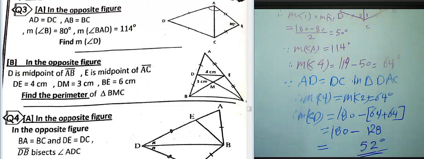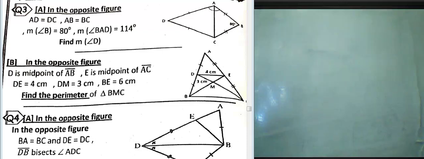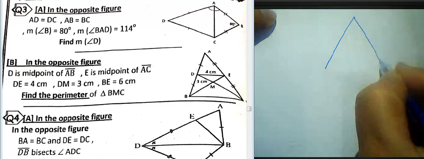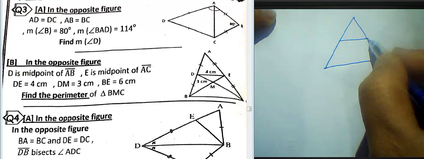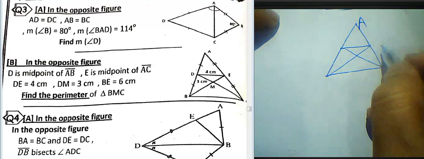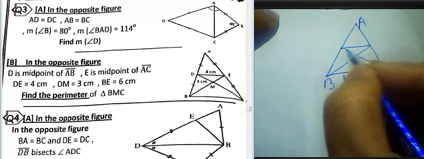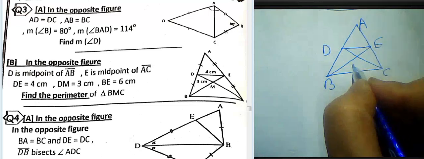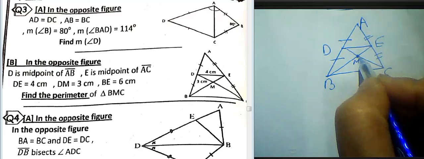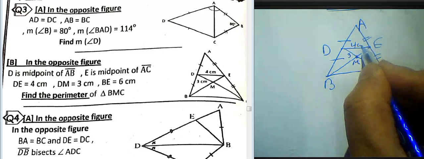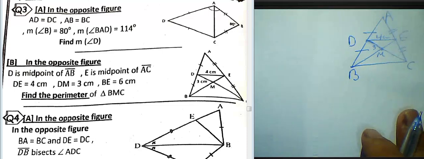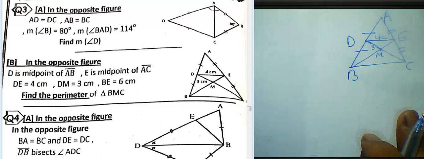Okay, understood this question? Okay, my students, now I will solve question letter B. We have a triangle here and sides, A, B, C, D, and E. Okay, and we have the midpoints here and two medians, with intersection at point M. It was 3 centimeters and it was 4 centimeters. AD is 3 centimeters, and DE is 4 centimeters. Here we want to find the perimeter of triangle PMC.